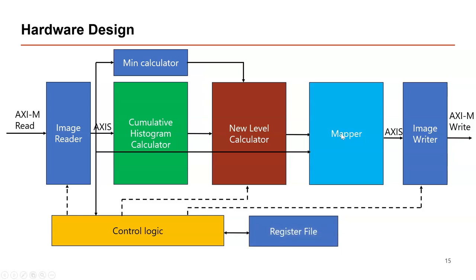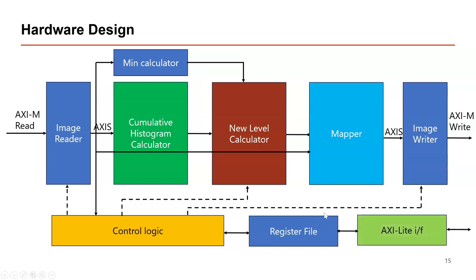Now, ultimately, I need to interface the IP with the processor, and the control logic requires certain information from the software side also. For example, where the image is sitting in the DDR, and where the image should be stored after processing. That information will be supplied by the software. So software will be configuring them in some registers, and the control logic will be taking it from those registers. So we basically need a bunch of registers, which we call the register file.